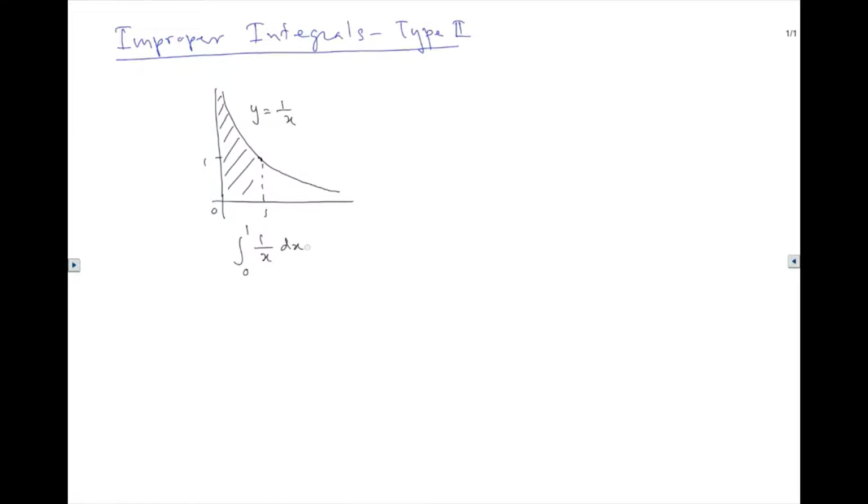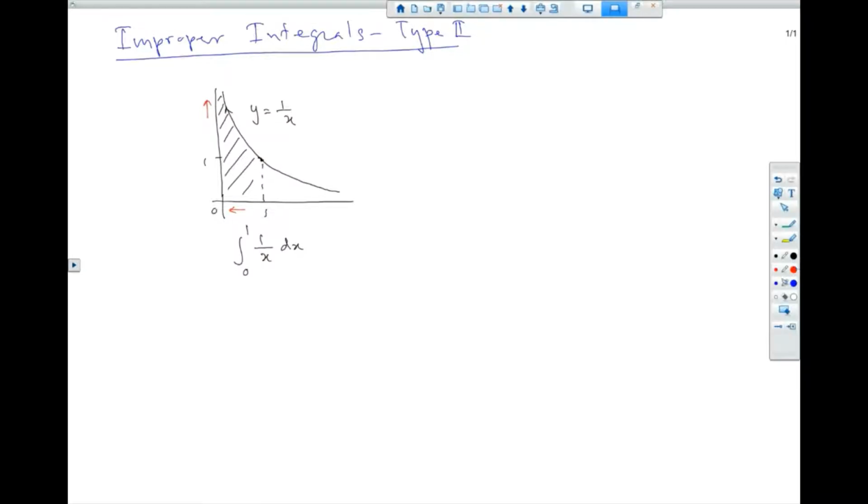But you can see that now there's a problem. When x reaches 0, the function is not defined, so you're going to get a vertical asymptote. The curve goes to infinity when x reaches 0. So the question is, is the area below the curve a finite number or not?